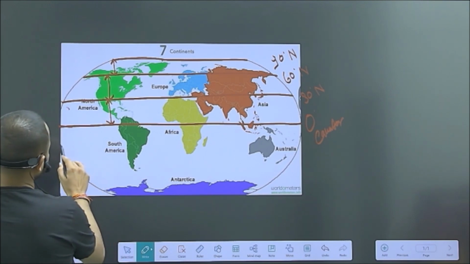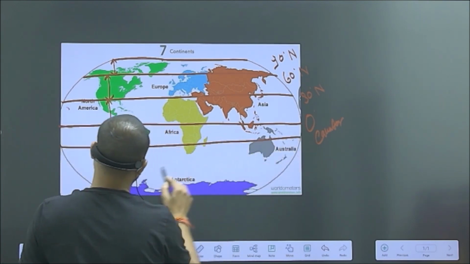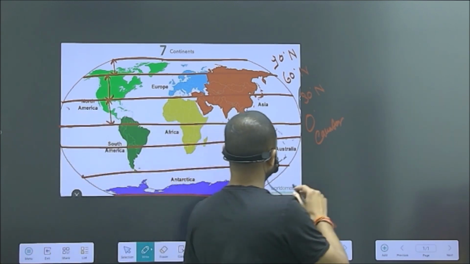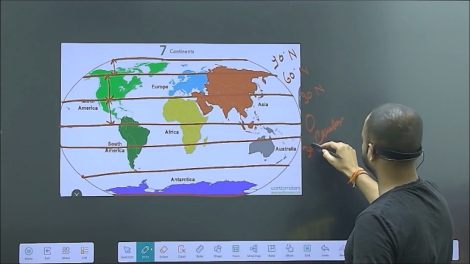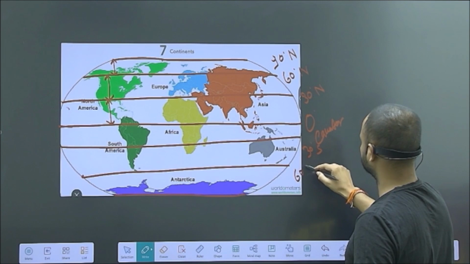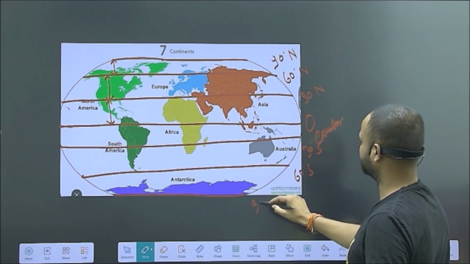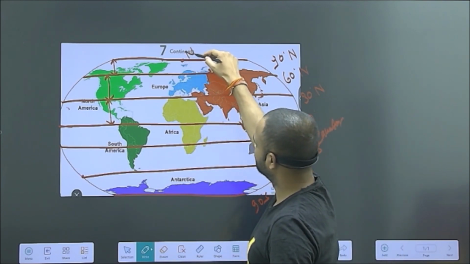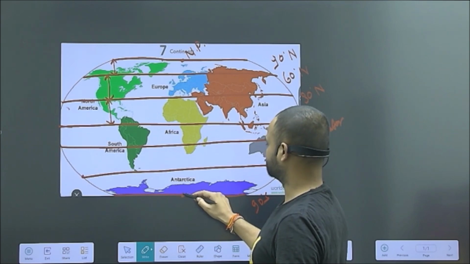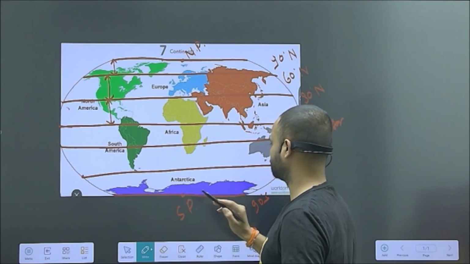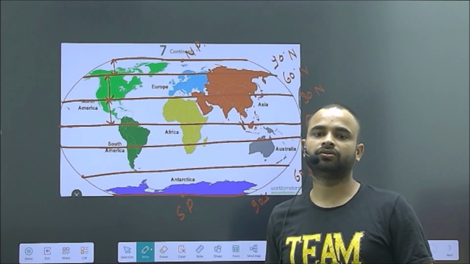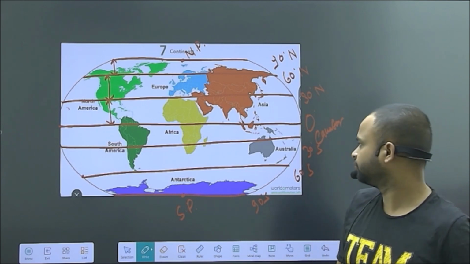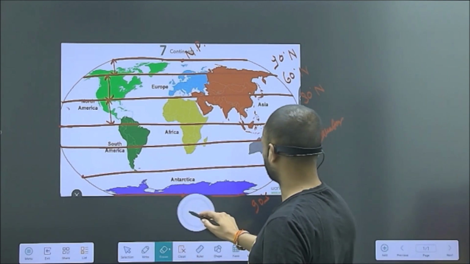And similarly in the southern region, similar: 30 degree south, 60 degree south, 90 degree south. This is North Pole and this is South Pole. So it is all about latitude. And now we will move to longitude.